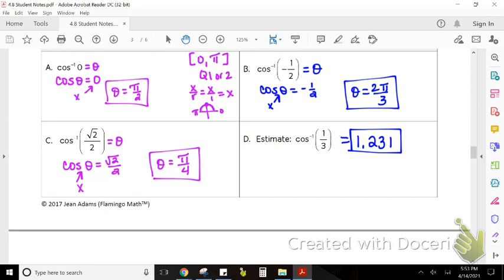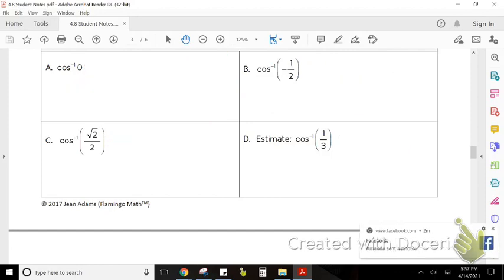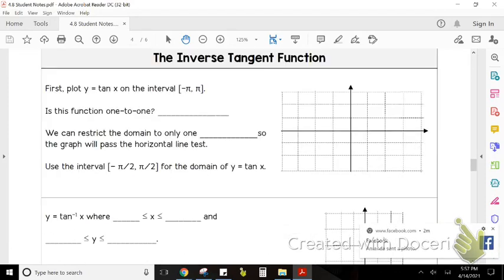Alright, just double check myself. Alright guys, so that's inverse cosine. And let's go on to inverse tangent, and then we'll start a second video.